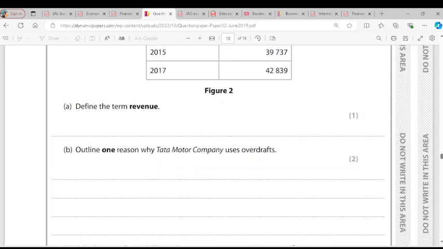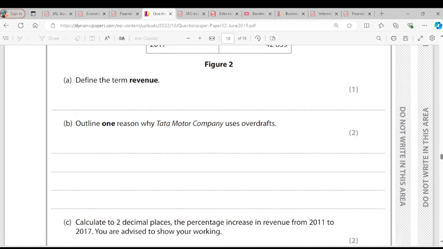When we talk about revenue, this is the amount of money generated in the course of selling a product. The amount of money a business generates during the sales of products. That's a definition for revenue. Also, you could say revenue is price multiplied by quantity sold, P multiplied by Q. So either way you get your mark.